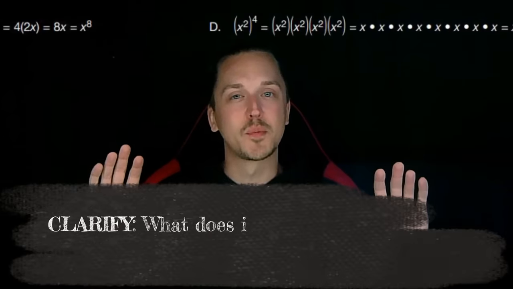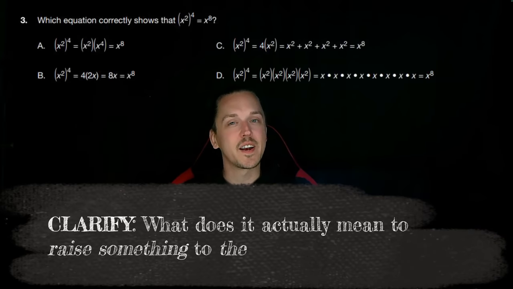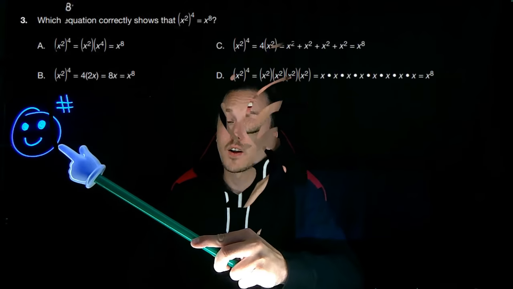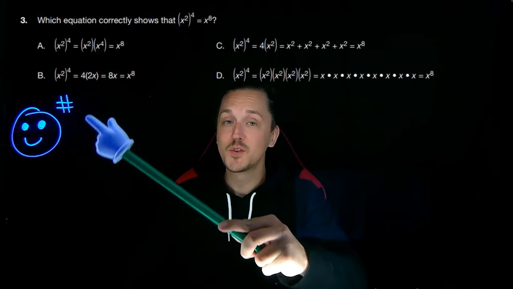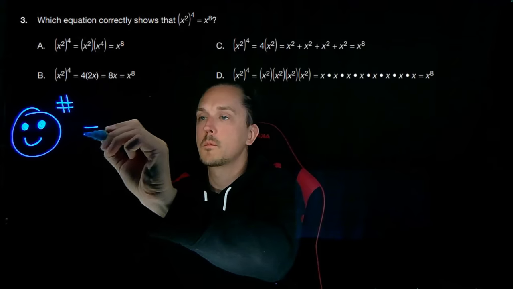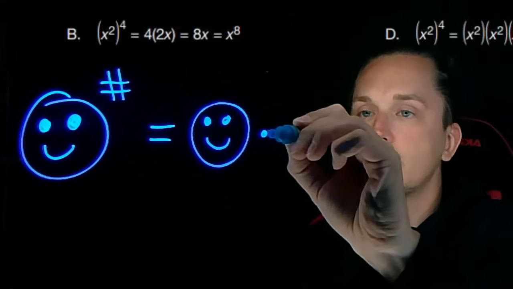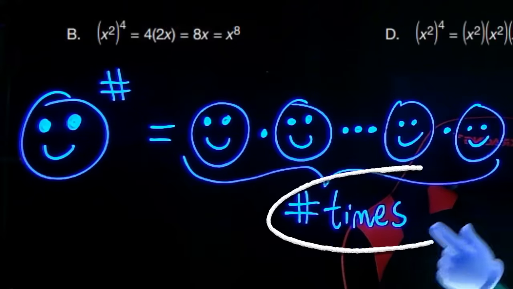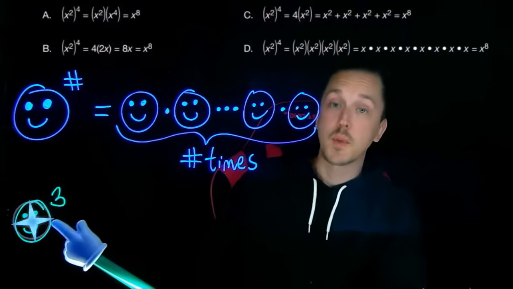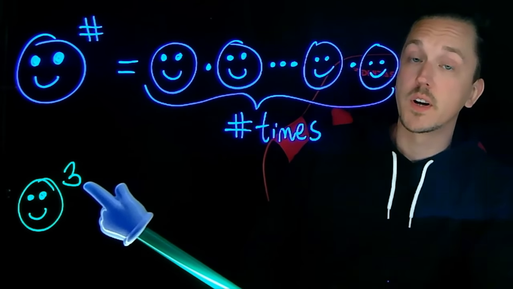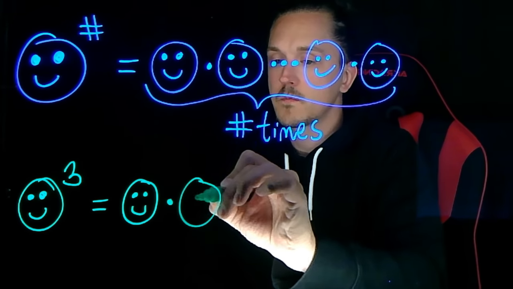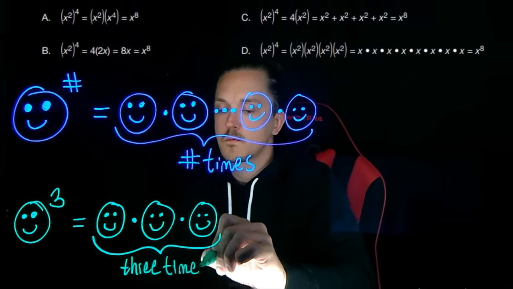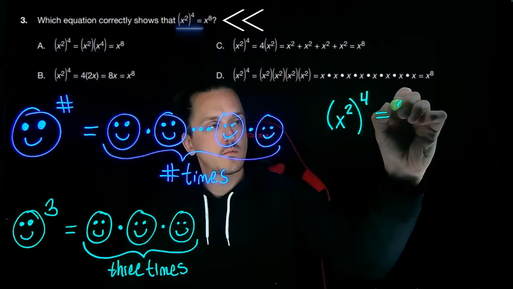Before we go looking at our possible answers, I say we clarify what it actually means to raise something to the power of something. Here, I have a smiley raised to some number. And what this means is, I will take that smiley and multiply it by itself over and over and over some number of times. So smiley raised to the third power is just smiley times smiley times smiley, three total times. Hey, let's use this knowledge to wrap our heads around this problem.